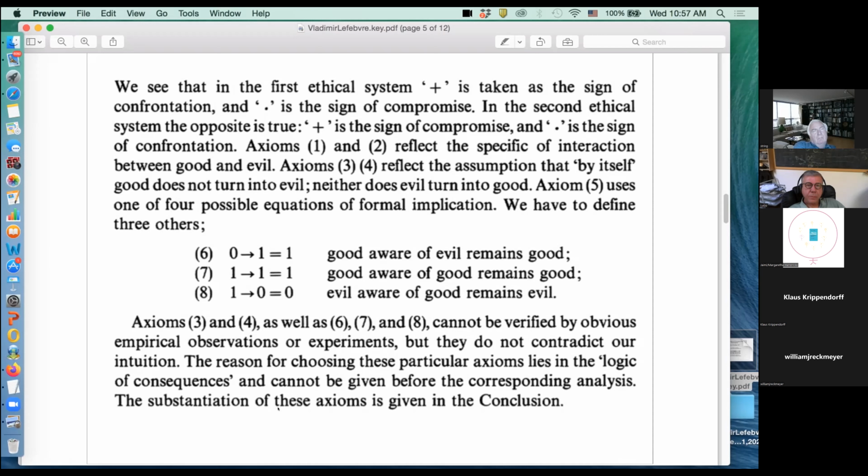Axioms 1 and 2 reflect the specific interaction between good and evil. Axioms 3 and 4 reflect the assumption that by itself, good does not turn into evil, neither does evil turn into good. Axiom 5 uses one of 4 possible equations of formal implication. That was the 0 implies 0 is 1. Evil implies evil, aware of evil is good. We have to define 3 others. Evil, aware of the good is good.